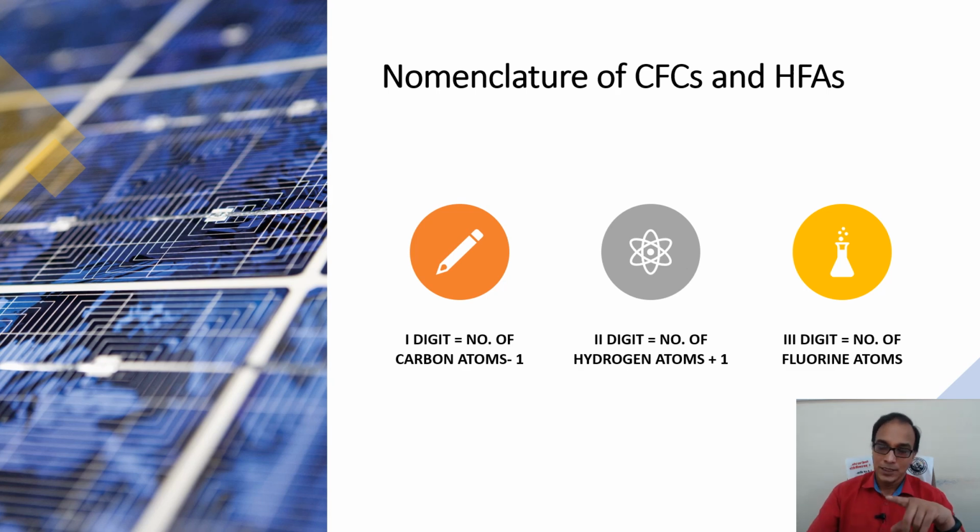Second digit, number of hydrogen atoms plus 1. It means if hydrogen is not there, then the second digit will be 0 plus 1, 1. If there is 1 hydrogen, then it will be 1 plus 1, 2. And the third digit is the number of fluorine atoms in the structure. If 1 fluorine is there, 1 will be the answer. If 2 fluorines are there, 2 will be the third digit. So 3 digits will be there.